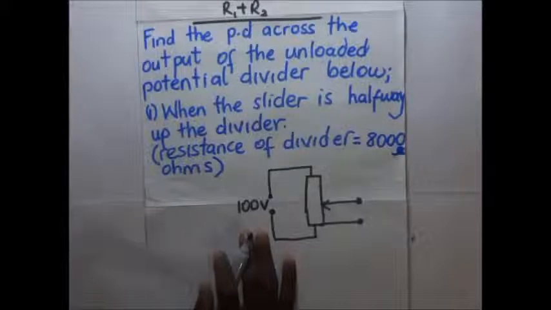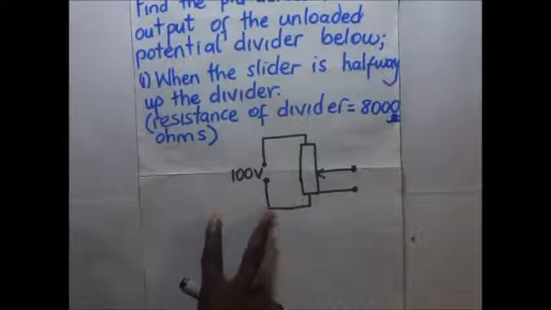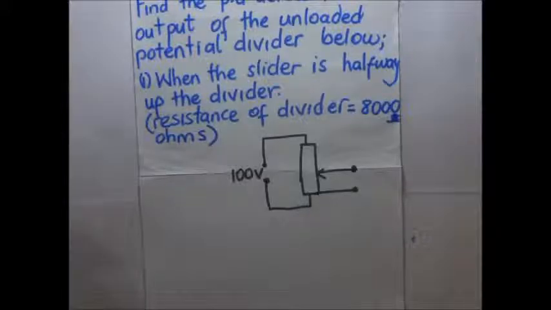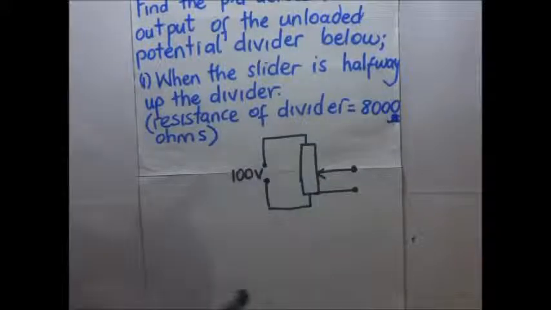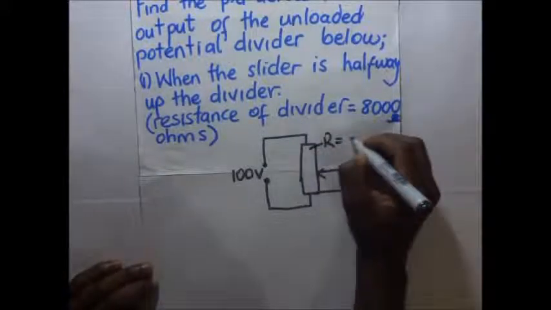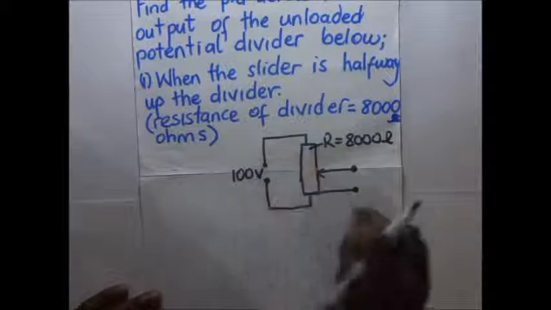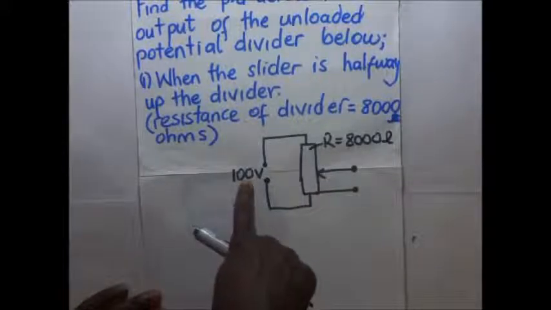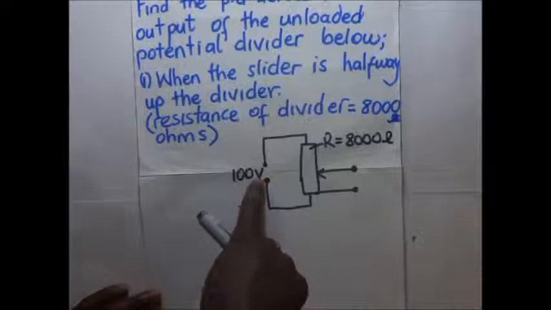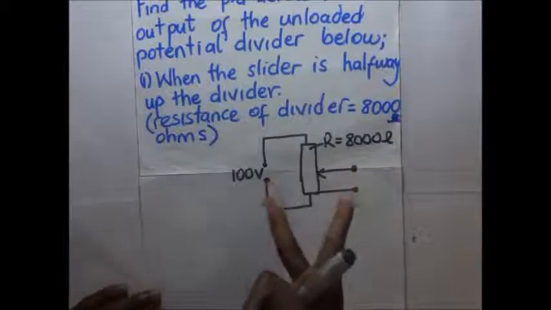Find the potential difference across the output of the unloaded potential divider below when the slider is halfway up the divider. The resistance of the divider is 8,000 ohms. This is the potential divider, and the resistance of it is 8,000 ohms. This is the output terminal of the potential divider. It has an input voltage of 100 volts, and they are asking us to find the potential difference across this. Now there are two cases.